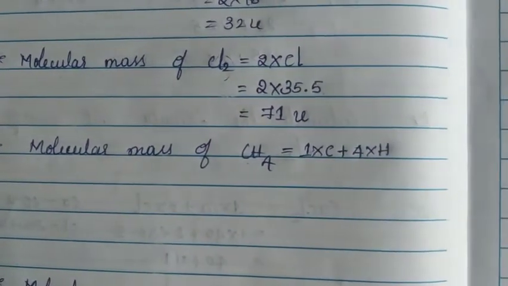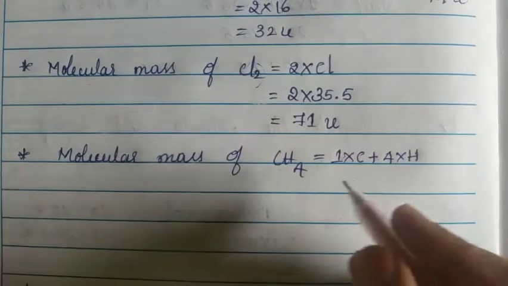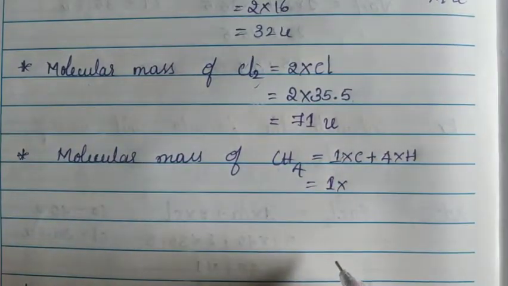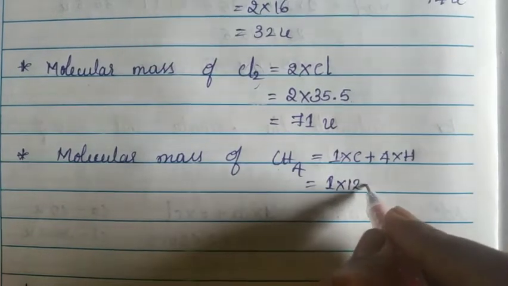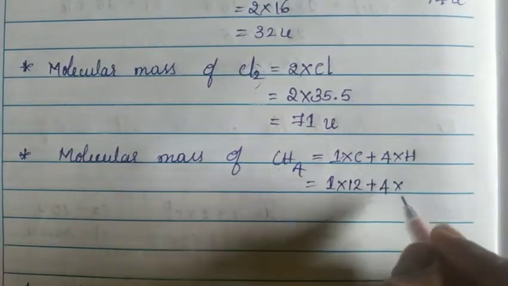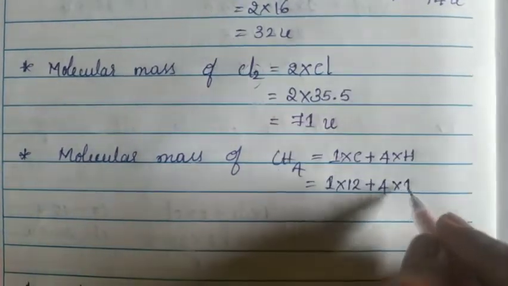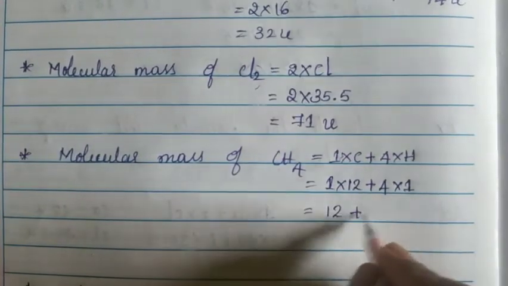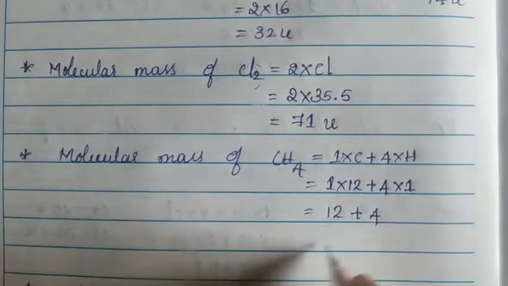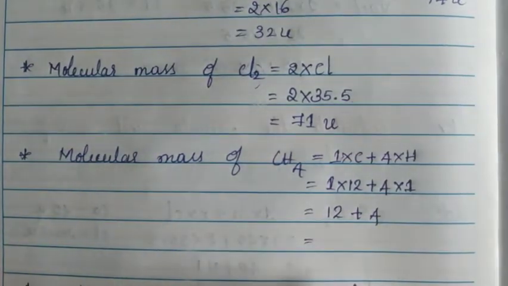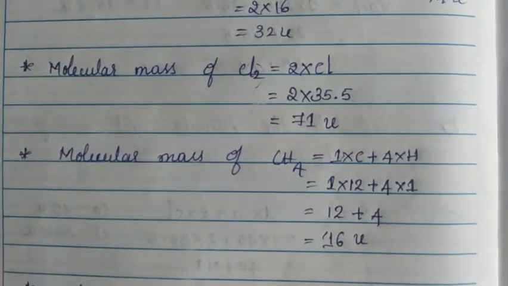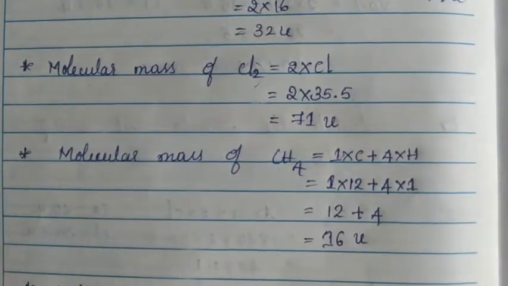Children, see here, we know that the atomic mass of carbon is 12. Put that here. And the atomic mass of hydrogen is how much? Only 1. Yes, 12 into 1 becomes 12, plus 4 into 1 becomes 4. Now 12 plus 4 becomes 16 U. This is the molecular mass of methane.